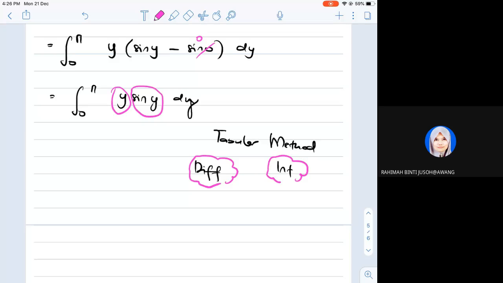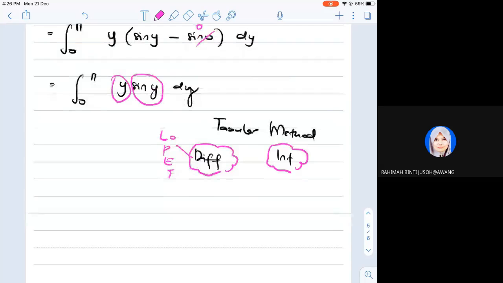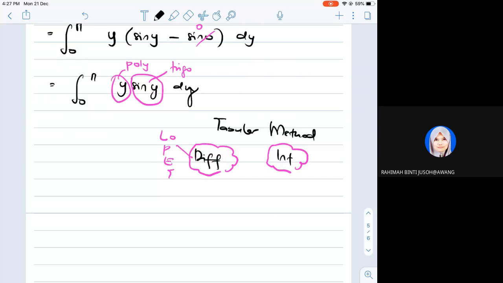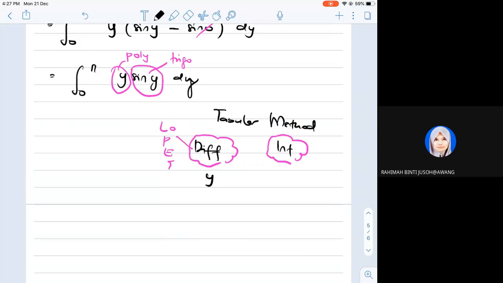Differentiate and integrate. Which one should be differentiated? We need to use LIATE, isn't it? So which one, y or sin y, to be differentiated? Y first. Y is polynomial, sin y is trigonometric. Because polynomial comes first before trigo, differentiate y, and then integrate sin y.